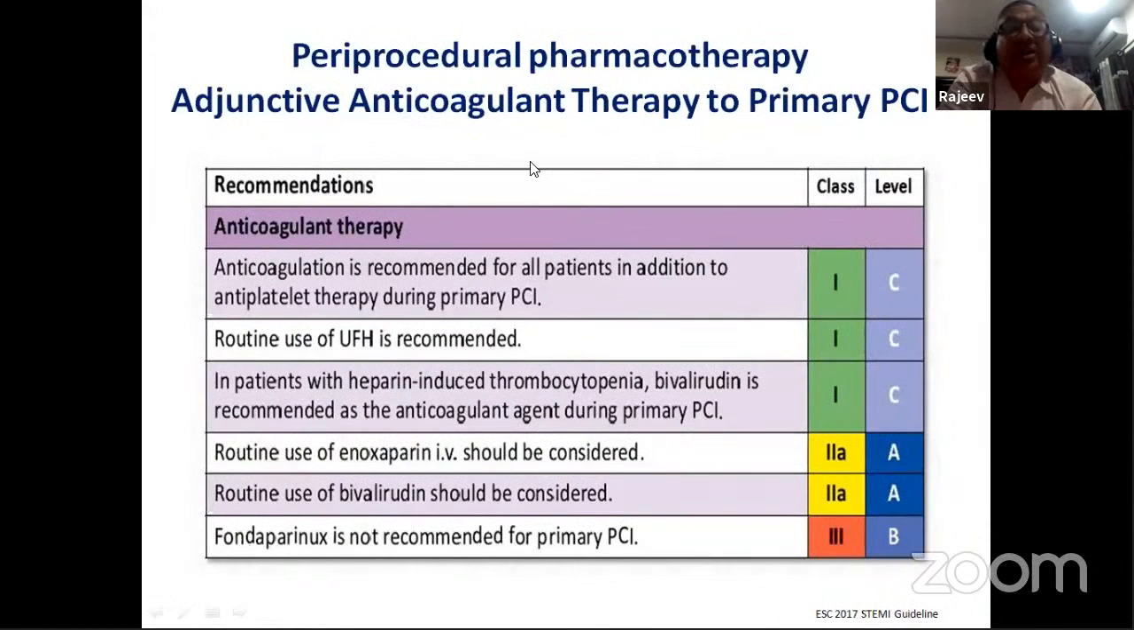Then peri-procedural adjuvant anticoagulant should be given in addition to antiplatelets, class 1C. Routine unfractionated heparin, again level of evidence C, class 1. In patients with a history of HIT, bivalirudin can be recommended as an anticoagulant, class 1, level of evidence C. Routine use of enoxaparin should be considered, class 2A, level of evidence A. Bivalirudin 2A, level of evidence A. Fondaparinux is not to be used during PCI. No trials show evidence of utility of fondaparinux.